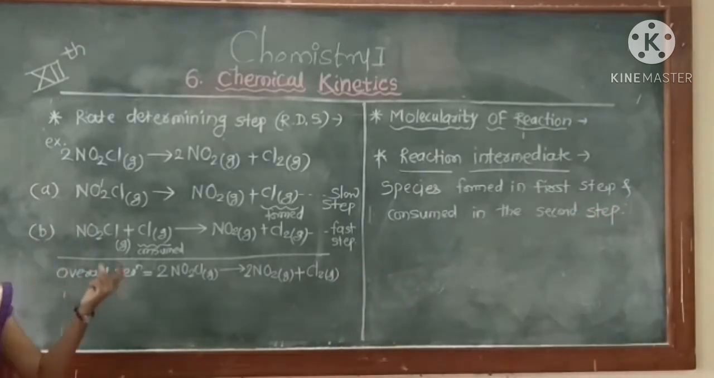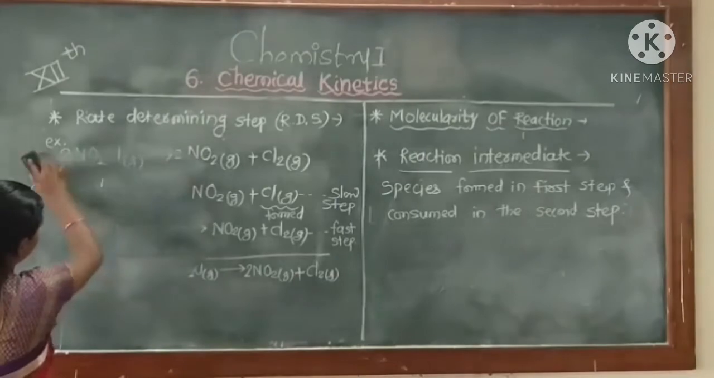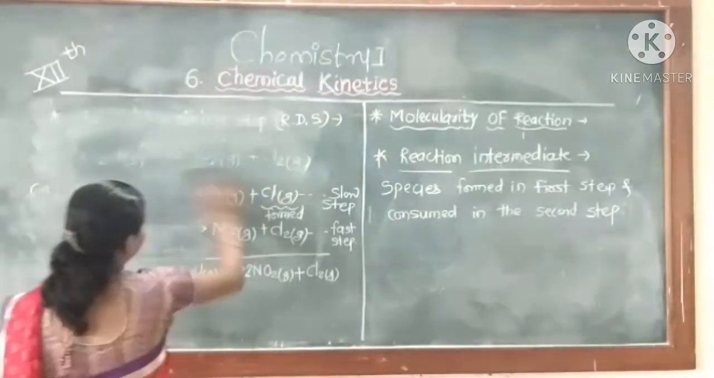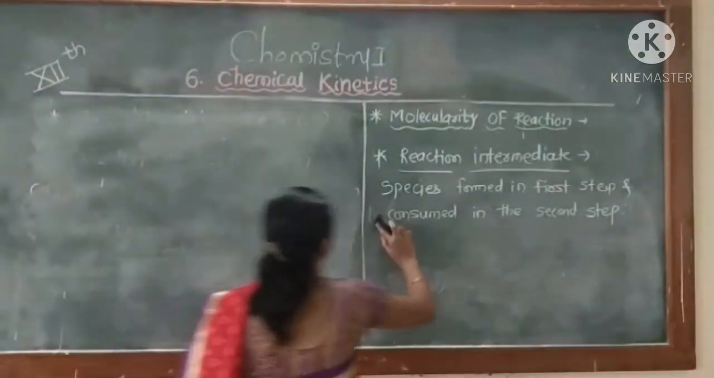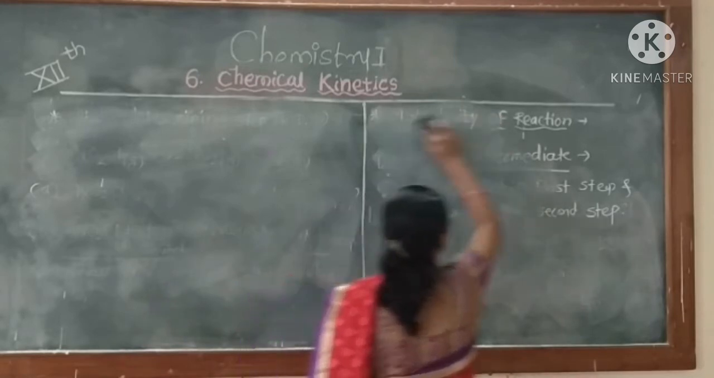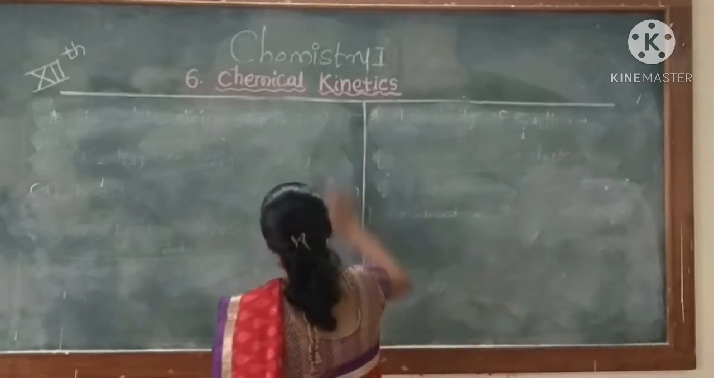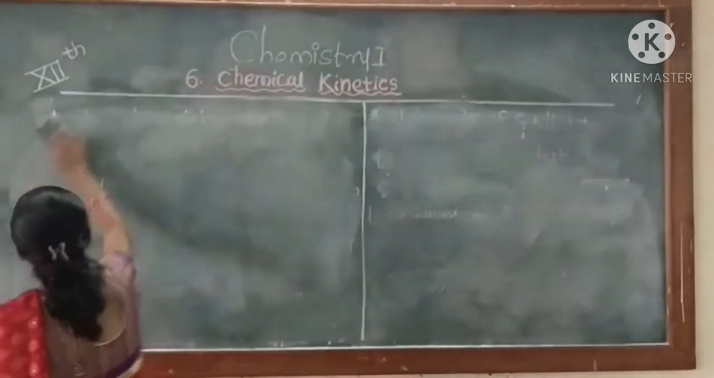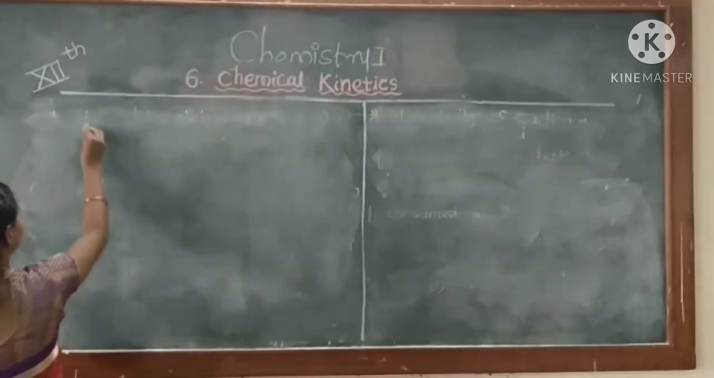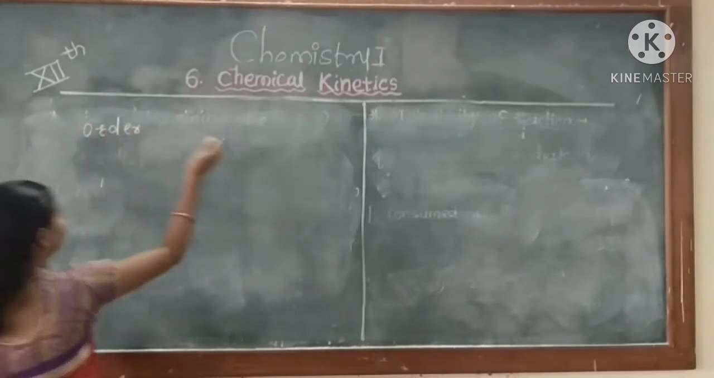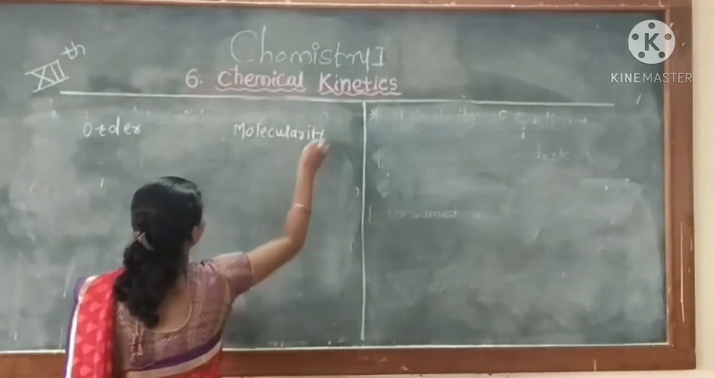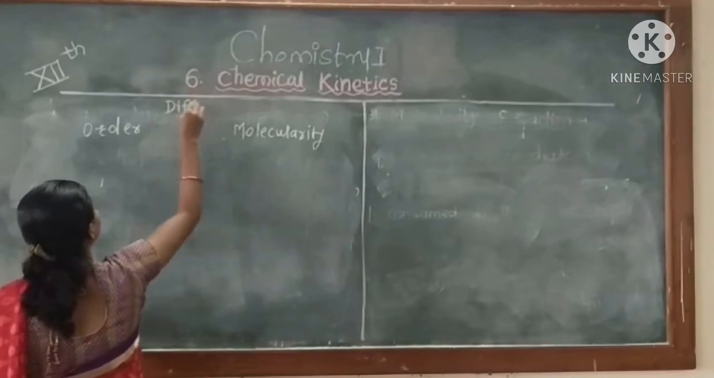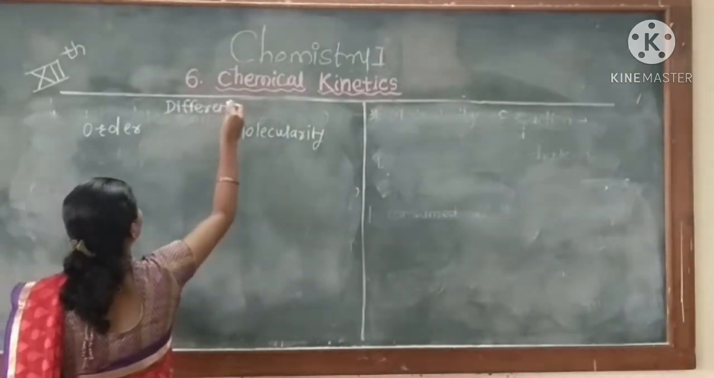Now we see the order and molecularity of the reactions. From this, a question may be asked in the board exam for 2 marks: differentiate between order and molecularity. So we have to see the difference between order and molecularity. The first point we have to take is the definition of order and molecularity.